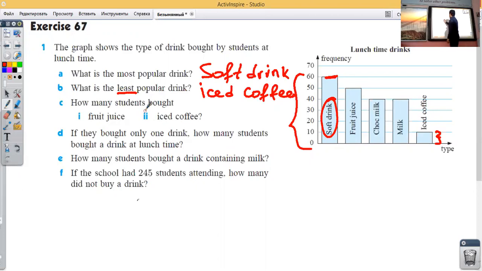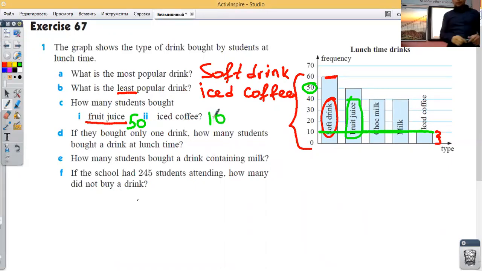How many students bought fruit juice? First, let's find fruit juice. Fruit juice is here. Fruit juice, the column is next to 50. So 50 students bought fruit juice. How many students bought iced coffee? Here iced coffee, it's next to 10. So 10 students bought iced coffee.